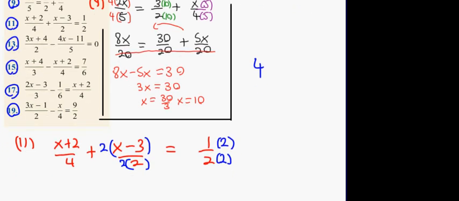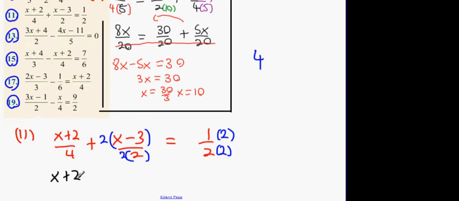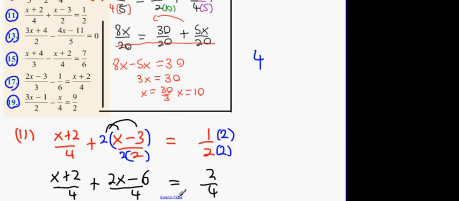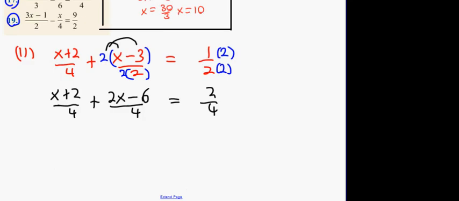So what we're going to get here is x plus 2 all over 4. And what's this going to be? Plus 2x minus 6 all over 4 equals... Now guys, I've said something earlier in the week, alright? What I said is, if you have two fractions that are the same, you can just draw one line. They're both over 4. So you're allowed to do this as well. And sometimes this makes things easier.